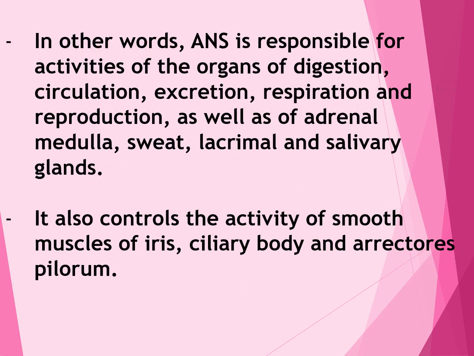In other words, the autonomic nervous system is responsible for activities of the organs of digestion, circulation, excretion, respiration, reproduction, as well as of adrenal medulla, sweat gland, lacrimal gland and salivary glands. It also controls the activity of the smooth muscles of iris, ciliary body and erector pilorum.